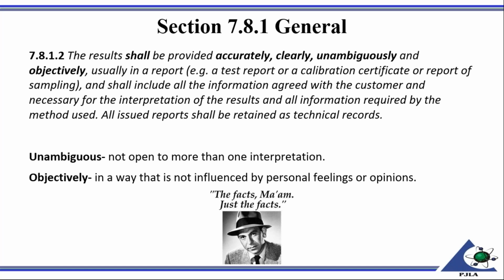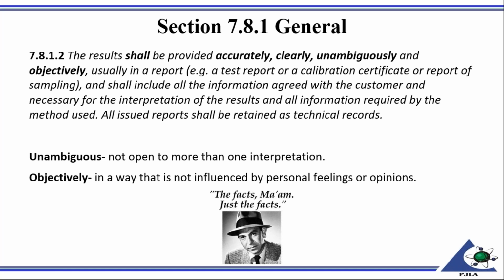And it shall include all the information agreed with the customer and necessary for the interpretation of the results. So if the customer wants simplified reporting, you can leave out some information. But again, the customer has to agree with that. But any information that is needed for the interpretation of the results, the raw data, etc., needs to be included. You don't necessarily have to show the equations and whatnot, but you need to show the data that is going to be used in order to get to the answer, the results that you're presenting. And again, unambiguously means not open to more than one interpretation. It has to be clear, unambiguous.